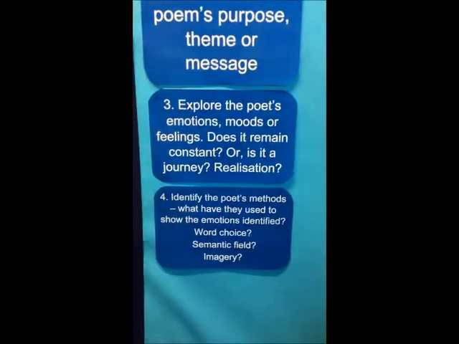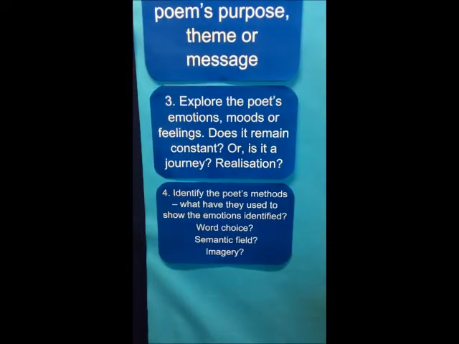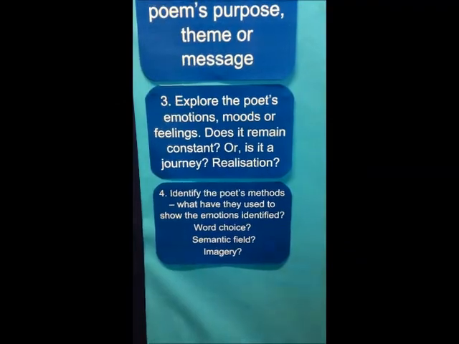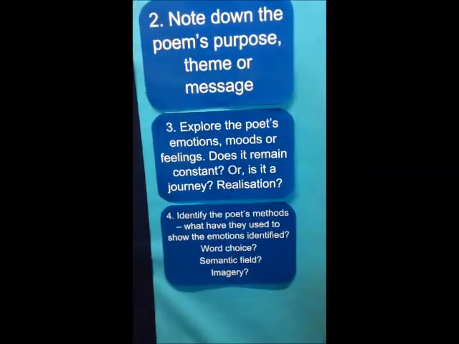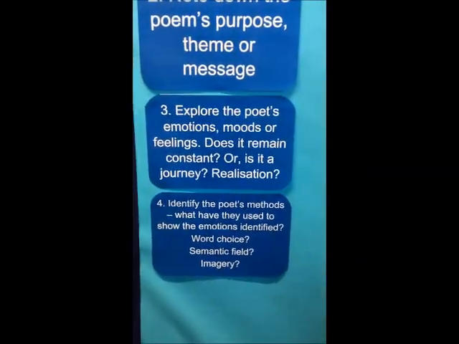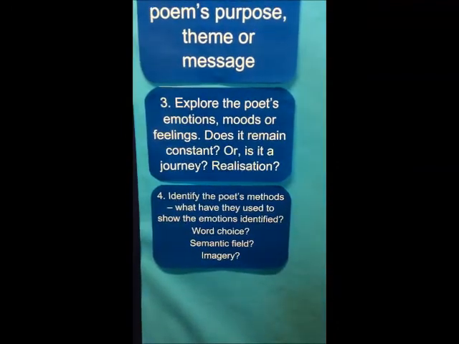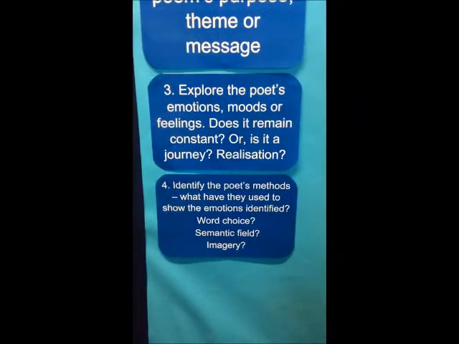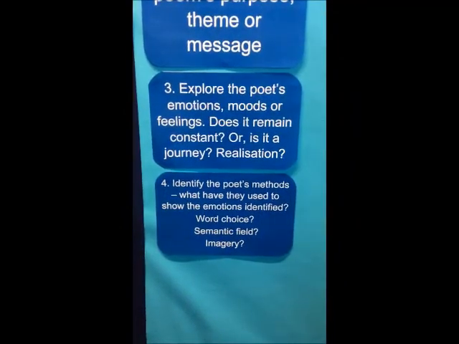Thirdly, you then need to start thinking about the poet's emotions. We know loads and loads of different kinds of emotions. We're doing them all in class, about creating a sense of, creating a feeling of, so keep that in mind. And then also thinking about structure, does it remain constant? Is it the same emotion, or is there a journey for the character or the voice in the poem, and is there maybe a sense of realisation potentially?